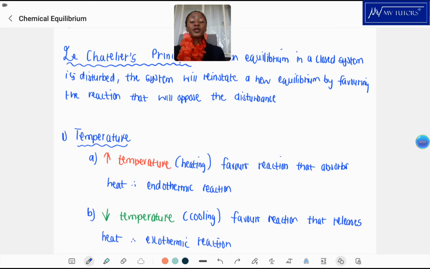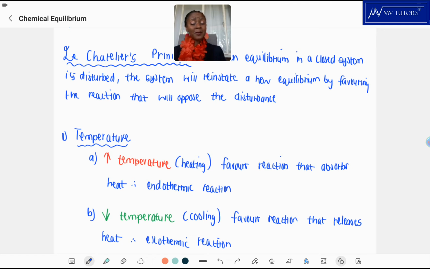So by reducing the temperature in the form of cooling, that basically will favor the reaction that releases heat. So therefore it would favor the exothermic reaction. So that is the disturbance. There's cooling, and whether your exothermic reaction is forward or reverse doesn't matter, it will favor the exothermic. So that would be the disturbance.